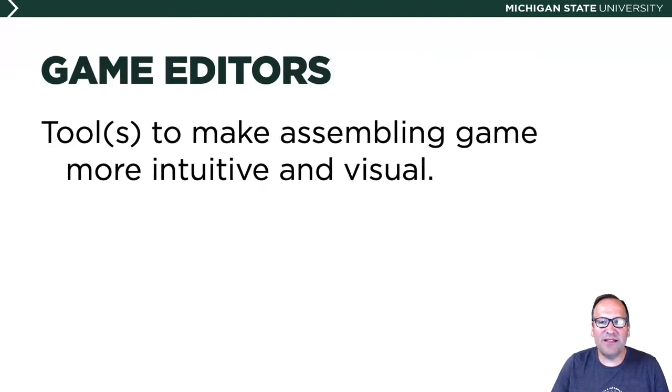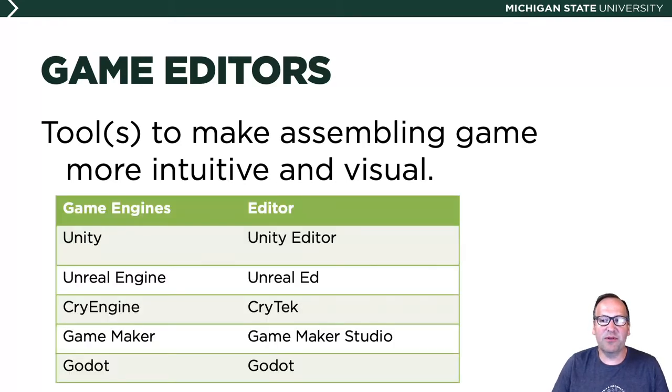So one thing that typically comes along with a game engine is a game editor. These are tools that make assembling the game more intuitive and more visual, so we don't have to do everything at the code level. It also allows us to integrate game designers and artists and others into the game development process more easily. Most engines have some sort of editor. Here are some of the most popular game engines today and their respective editors.